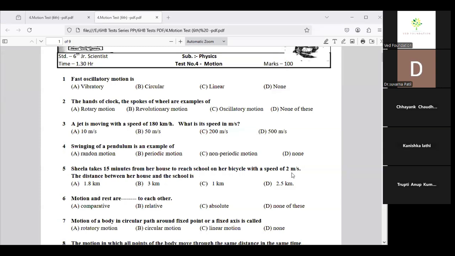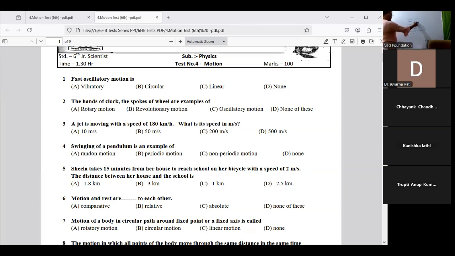Question 5. Sneha takes 15 minutes from her house to reach school on her bicycle with a speed of 2 meters per second. The distance between her house and the school is. She takes 15 minutes and her speed is 2 meters per second, meaning in 1 second she covers 2 meters distance. So 15 minutes means how many seconds?